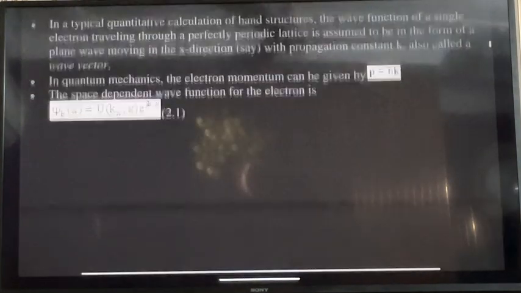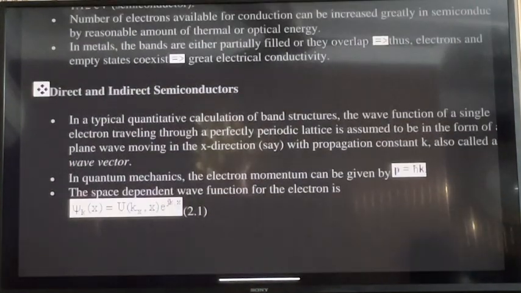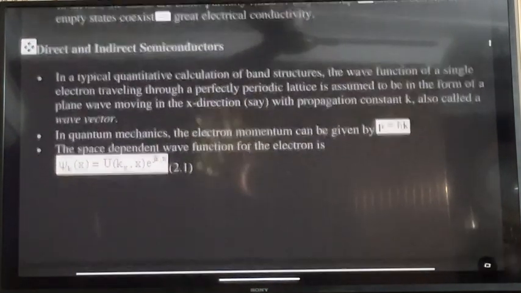Basically, I need to explain this a little bit. In a metal, the conduction band energy level and the valence band energy level can overlap, and as a result, the electrons and the absence of electrons can coexist together. What can also happen is that they are both partially filled. Either of the two scenarios results in much greater electrical conductivity.